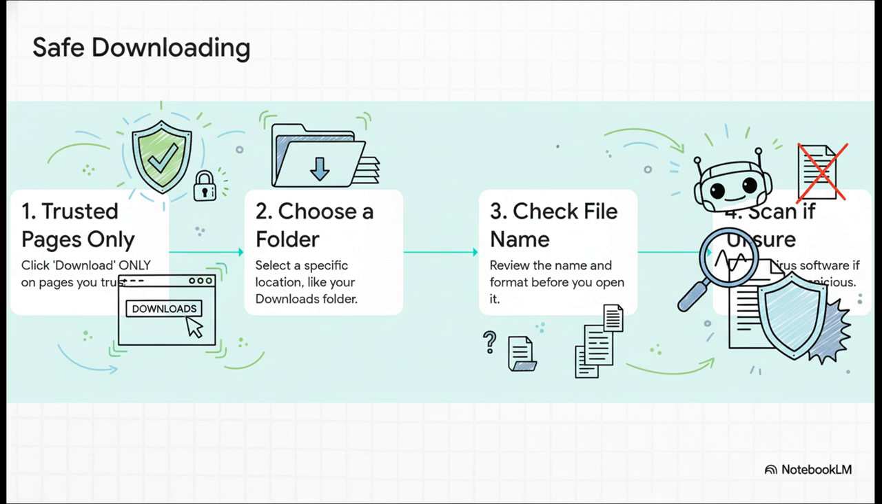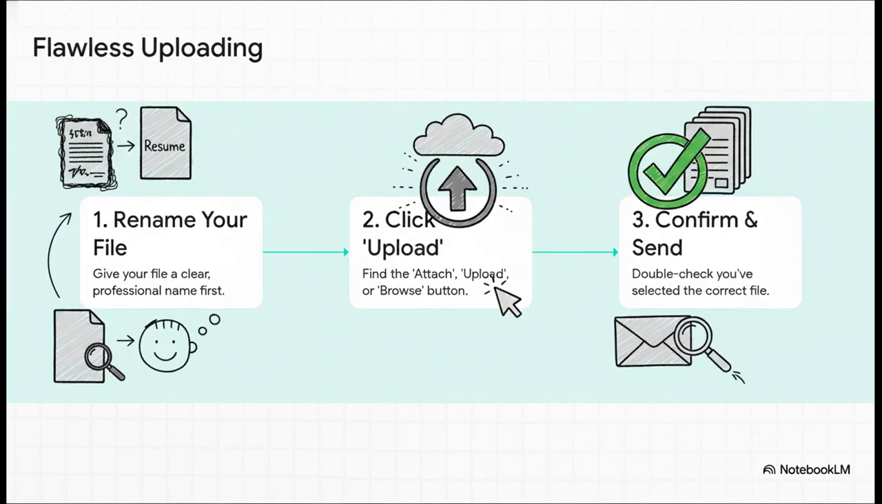3. Before you double-click to open anything, just look at the file name. Does it look right? And 4. If you ever have any doubt at all, just let your antivirus software take a quick look first. Easy. Now, uploading is way simpler, but there is a huge pro tip here, and it's step 1.